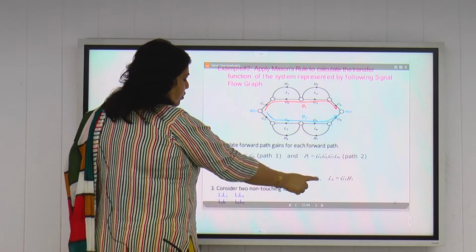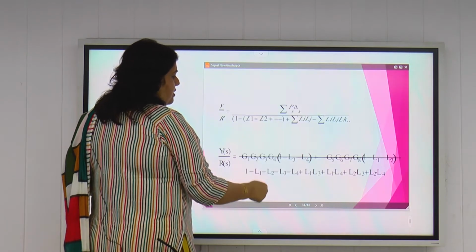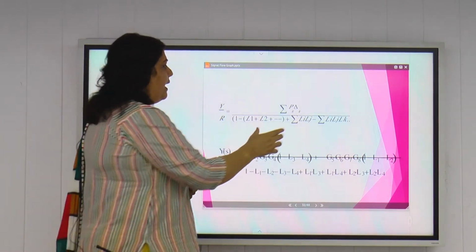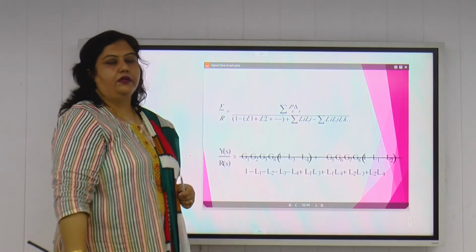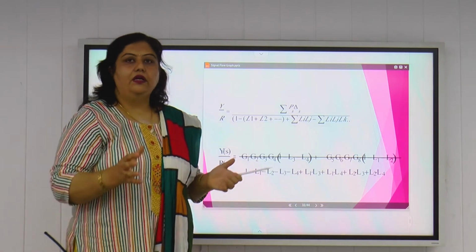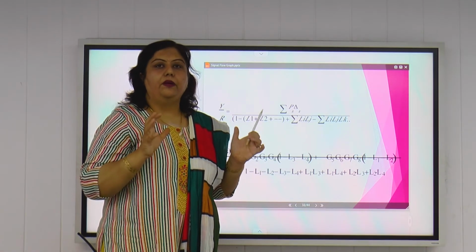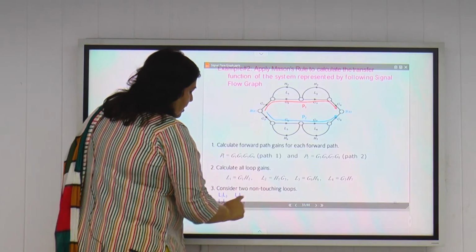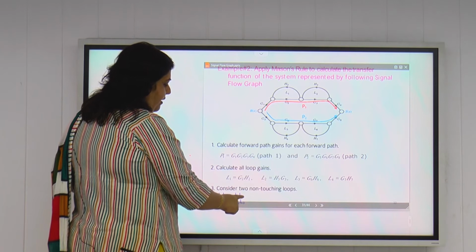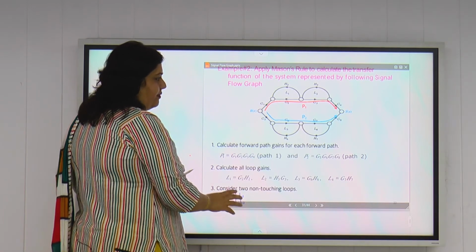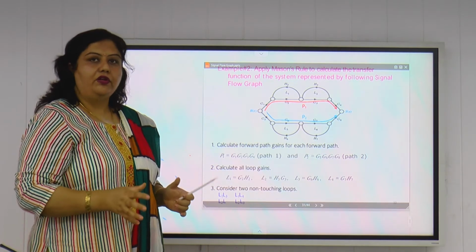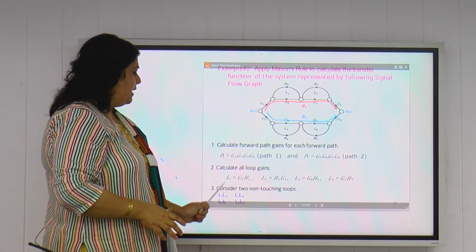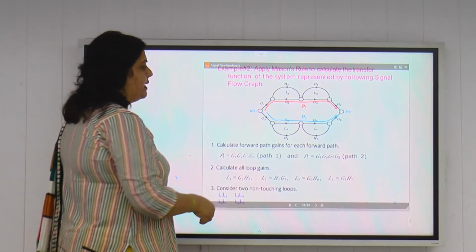We have 4 loops here, L1, L2, L3, L4. So in the first bracket of delta we will have L1 plus L2 plus L3 plus L4, and in the next bracket of delta we will have the sum of the product of the gains of the non-touching loops. The non-touching loop pairs we have are L1, L3, L1, L4, L2, L4 and L2, L3. We will sum up the products of the loop gains: L1, L3 plus L1, L4 plus L2, L4 plus L2, L3 in the second bracket.